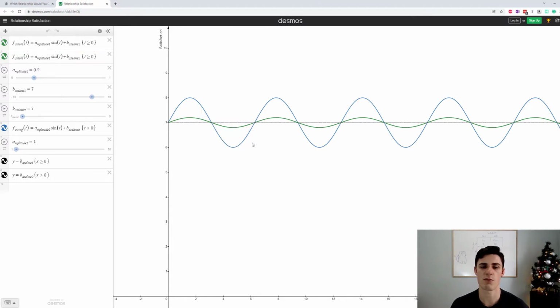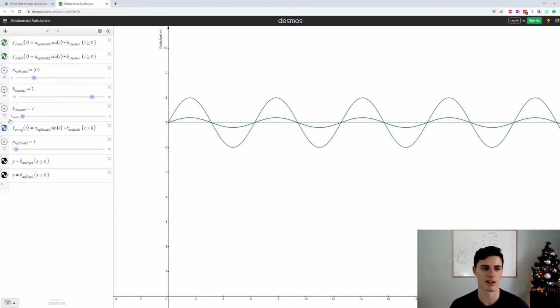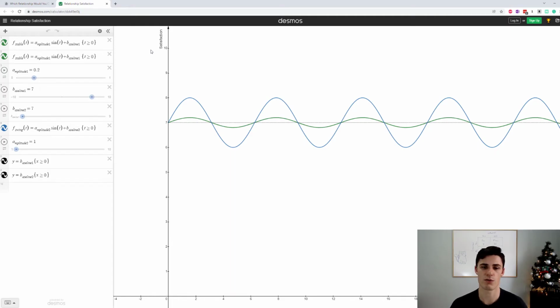The period is 2 pi, that's just 360 degrees. It's the time it takes for a full cycle. The baseline is 7 for both. We could move the baselines if you want. Desmos is really nice for that. And again, the y-axis is life satisfaction, so how satisfied you think you would be with a specific relationship.